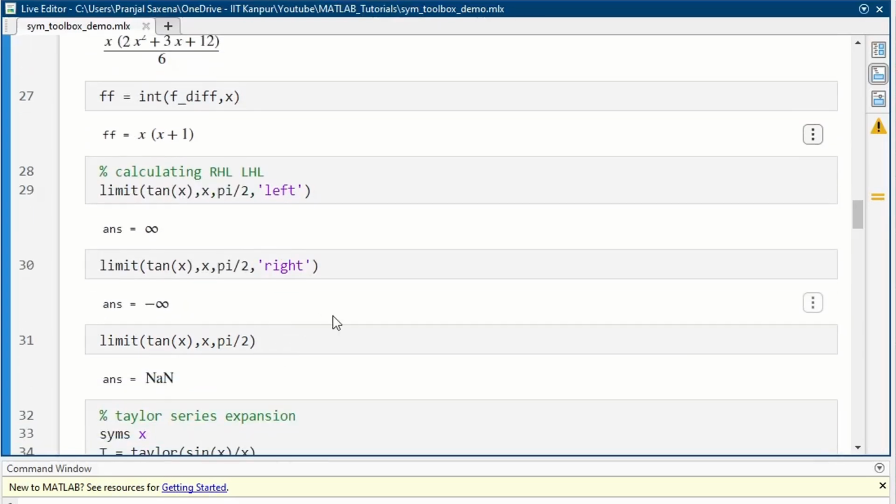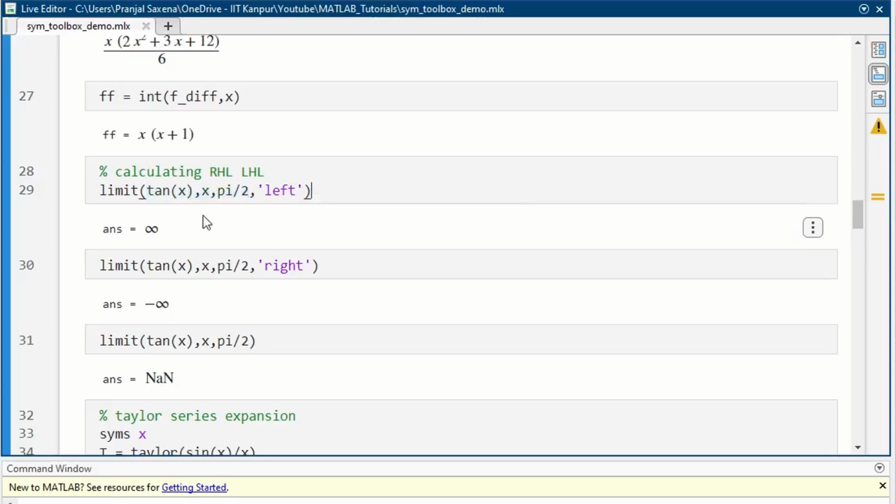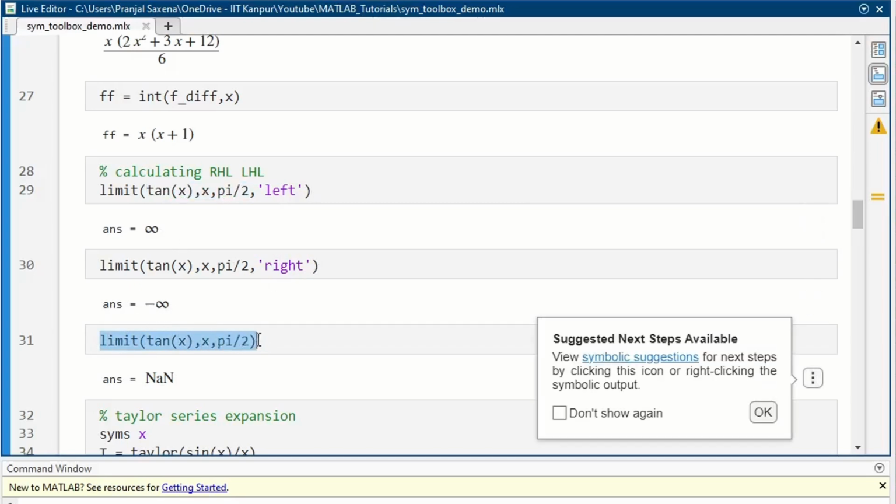We can also calculate limits. Let's say for tan x, we want to calculate the limit at pi by 2 coming from left hand side. This is the left hand limit. The answer is infinity. Similarly, from right hand side, if we come, it's minus infinity. Hence, if we don't put anything, it has to calculate the limit at that point. Since left hand limit and right hand limit do not match, hence the limit does not exist.